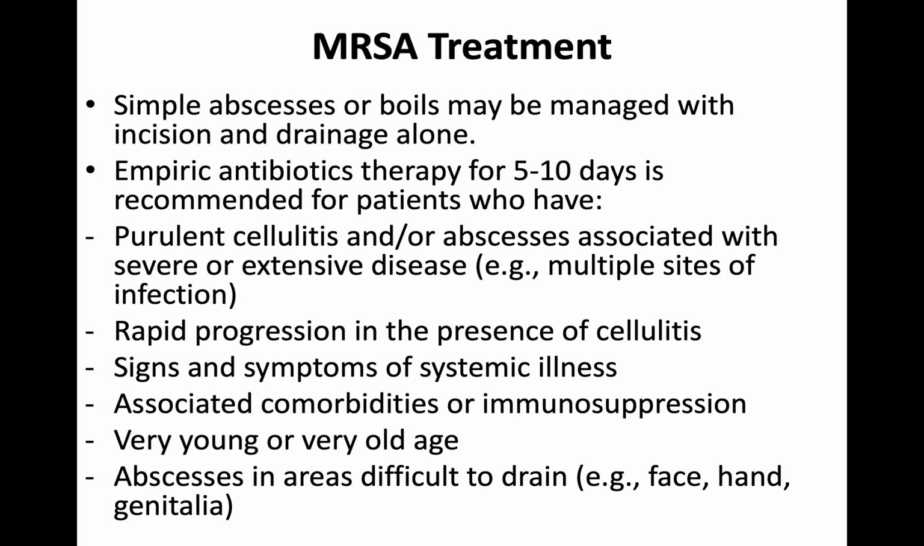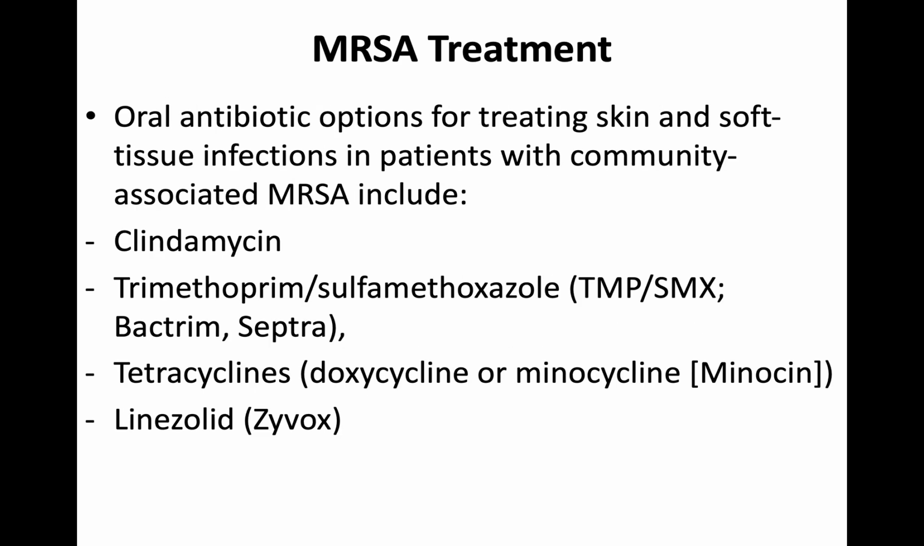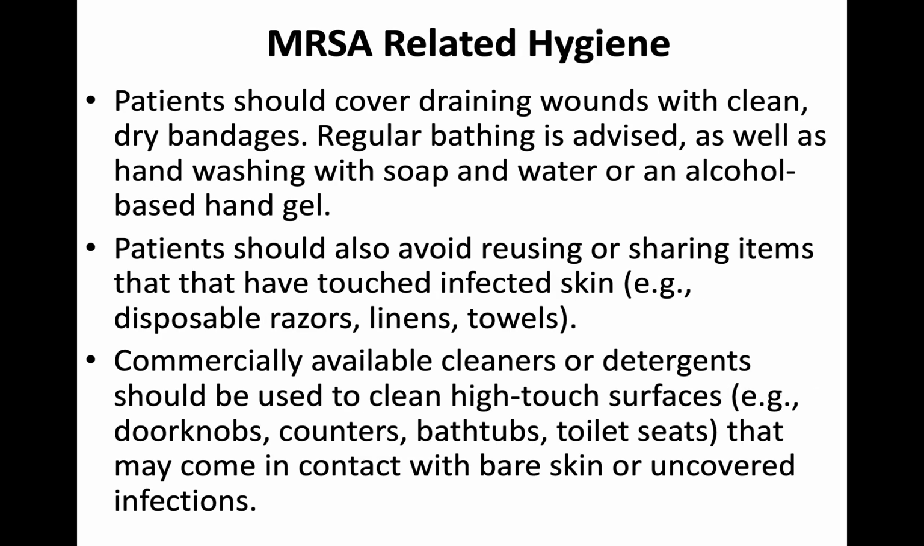All right, so the treatment, if they just have an abscess, it can usually just be incised and drained. And that's really the only treatment that's needed. But oftentimes, we give oral antibiotic therapy if there's extensive skin infection, if it seems to be rapidly progressing, if there's any sign at all of systemic illness that we just talked about, if there are any comorbidities, diabetes, HIV, that sort of thing, if the person's very young or very old, and if the abscesses are in an area that's difficult to drain. So there's still plenty of antibiotics that can treat MRSA. Clinda, Bactrim is a common one, tetracycline.